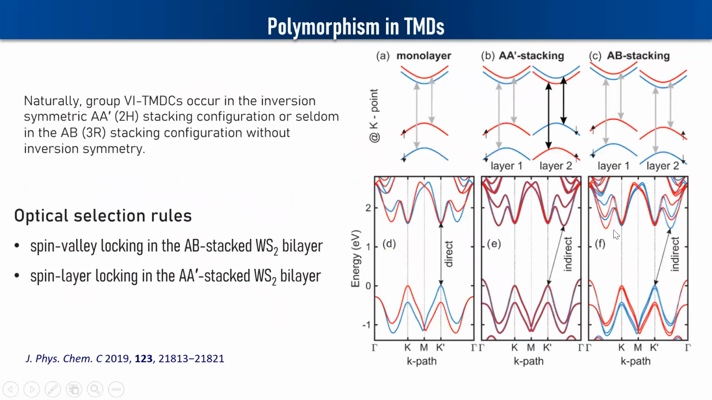Because of that, you can see that there is a lot of difference in the band structure. So this is the band structure for the monolayer TMD, where you have a direct band gap.